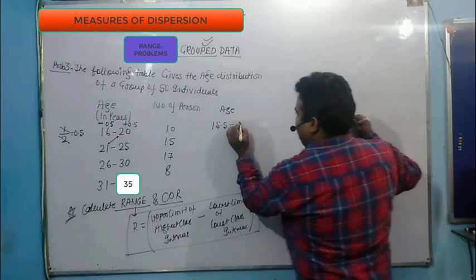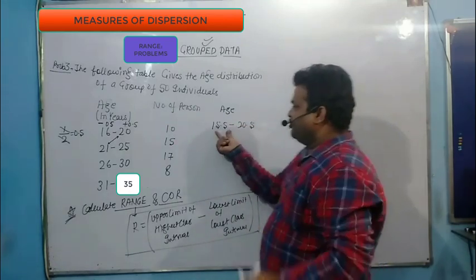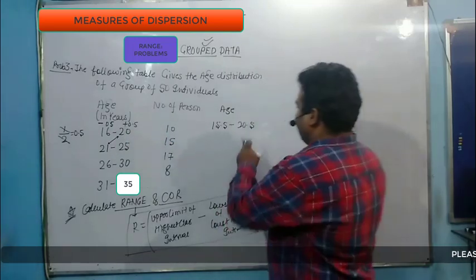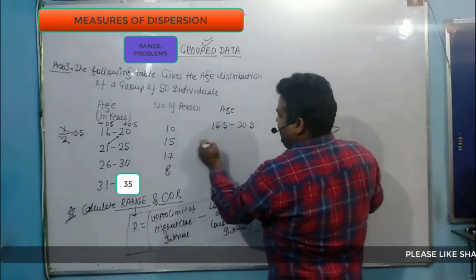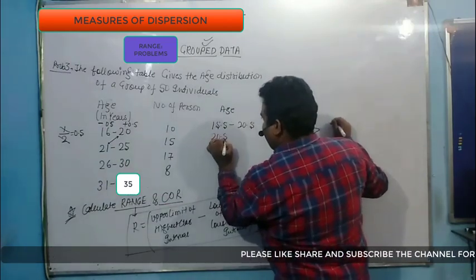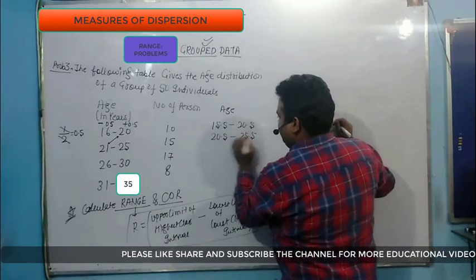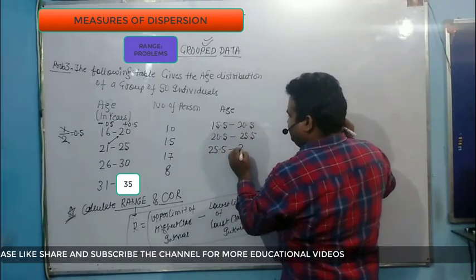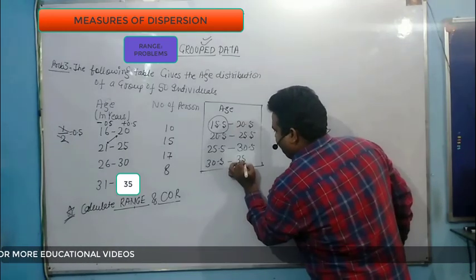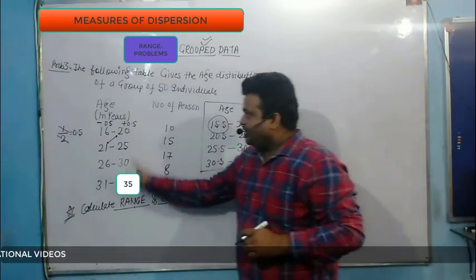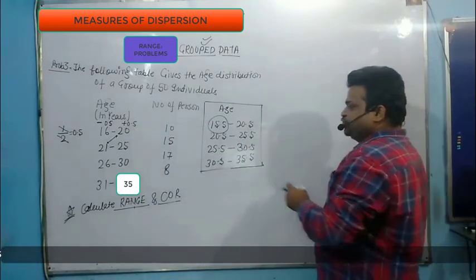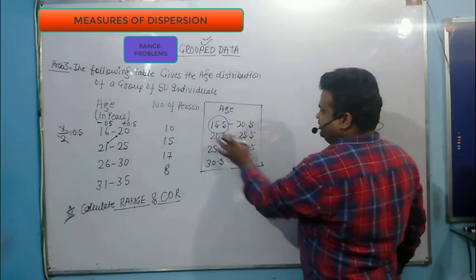15.5 and here 20.5. Why is this 15.5? Because 16 minus 0.5 will give you 15.5. 20 plus 0.5 will give you 20.5. Likewise, you subtract 0.5 in all the lower limits, so you will get 20.5, here you will get 25.5, this comes 25.5 and this is 30.5, this is 30.5 and this will be 35.5. Why is it 35.5? Because for the highest class interval I am adding 0.5 to this. Okay, so this is the whole distribution.